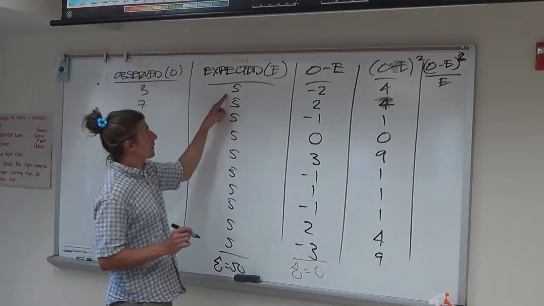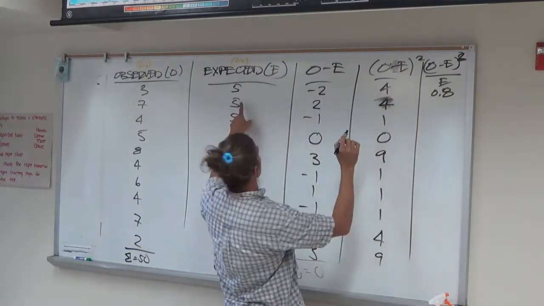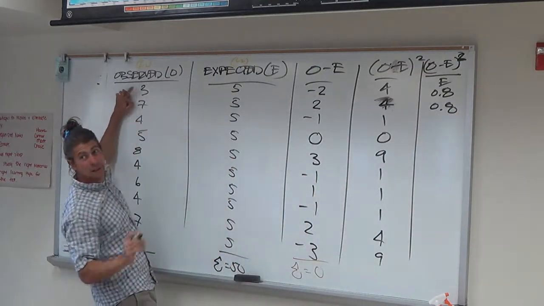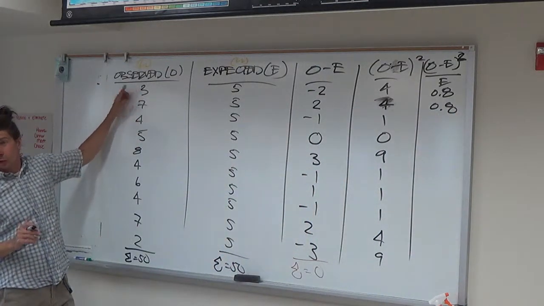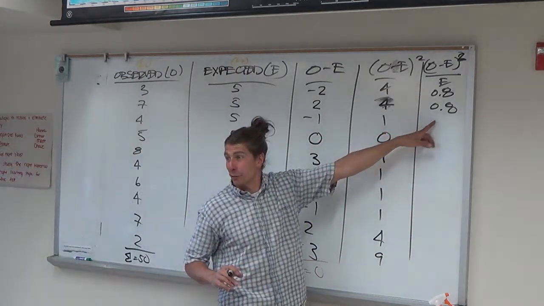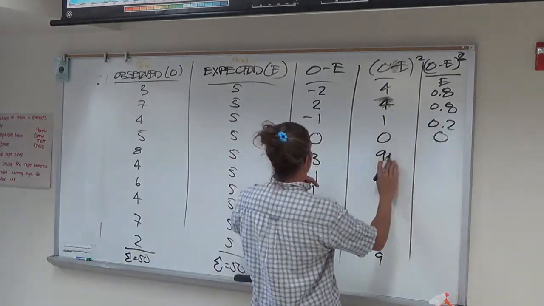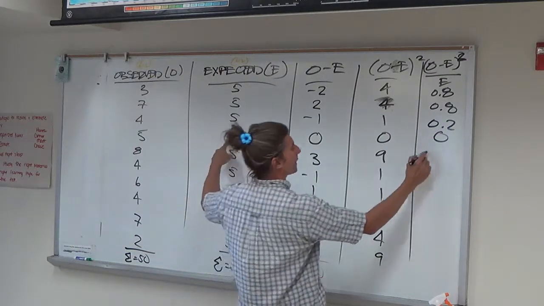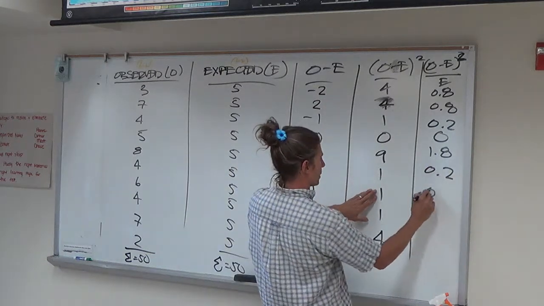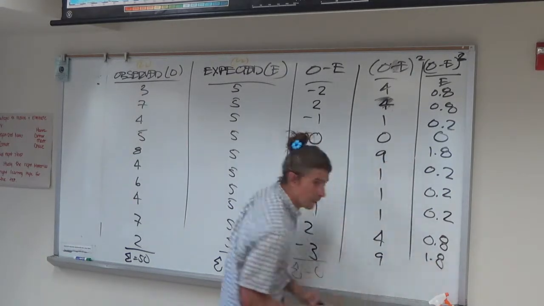So 4 divided by 5, just 0.8. 4 divided by 5, 0.8 again. Notice how 3 and 7 are the same distance away from 5. One's up, one's down. But they're the same distance away, thereby yielding the same variance over here of 0.8. 1 divided by 5, 0.2. 9 divided by 5 is 1.8. Check my math on this one. 1 divided by 5 is 0.2. 0.2. 0.2. 0.8. And 1.8 again.